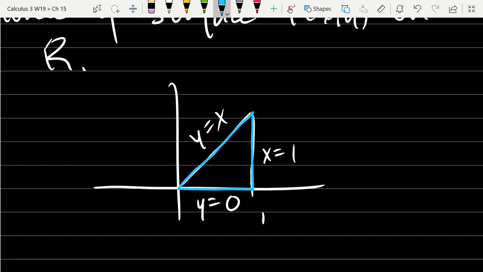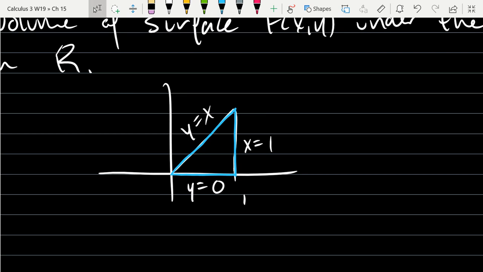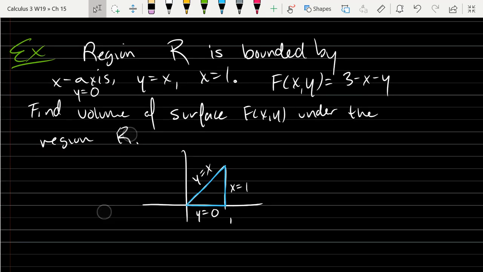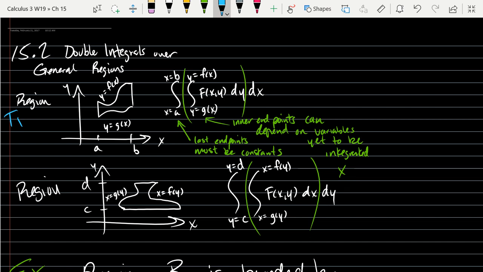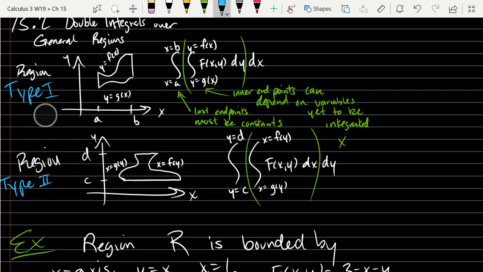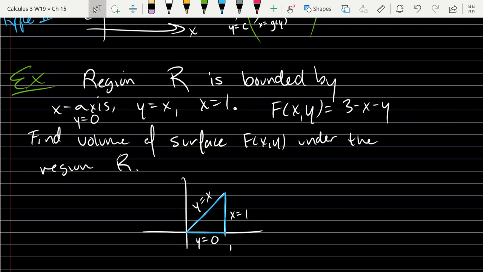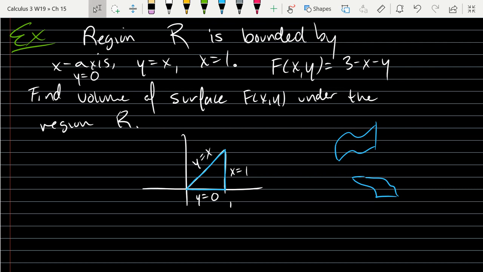So we got a triangle. Any questions on that triangle? So let's set it up as the first type. I'm just going to give that a name. I'm going to call it type 1. I'm going to call the other one type 2. Is this type 1 or type 2? Let's see if we can write it as type 1.